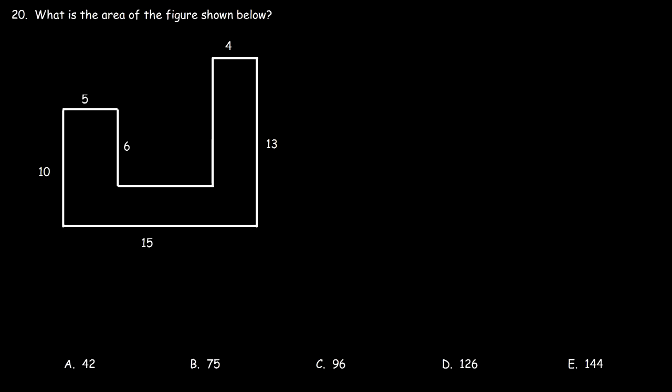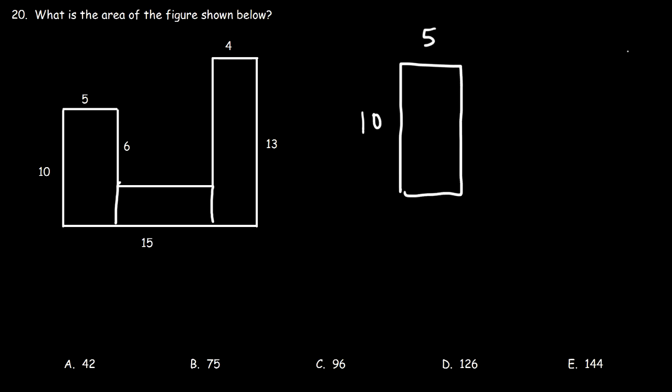Number 20. What is the area of the figure shown below? So we have a composite figure, and what you want to do in a situation like this is you want to break it up into smaller rectangles. So let's turn this into a rectangle, and this part as well. So let's find the area of this rectangle. So we have a length of 10 and a width of 5. The area of a rectangle is simply length times width. 5 times 10, so that's 50.